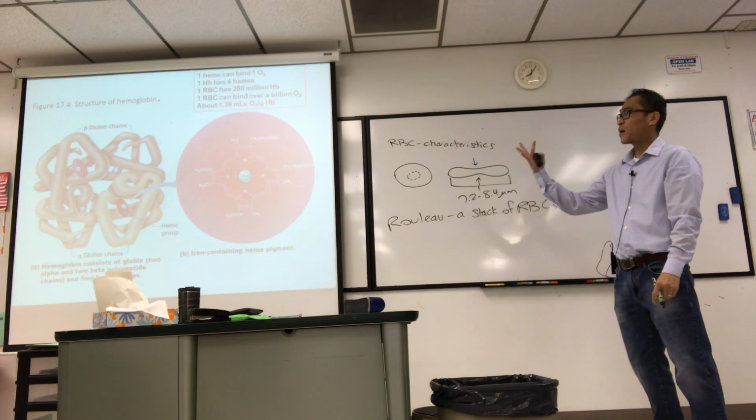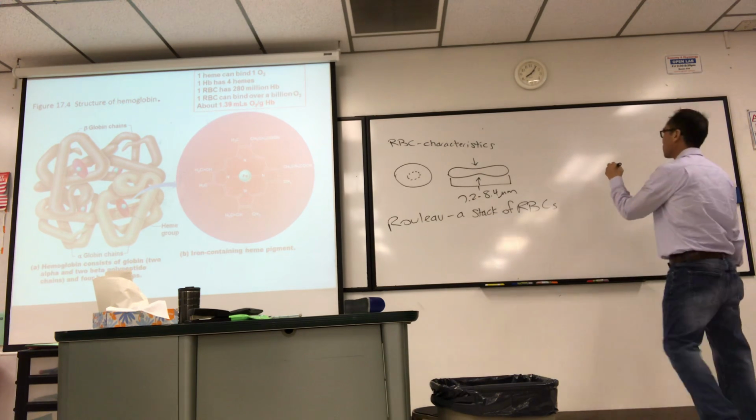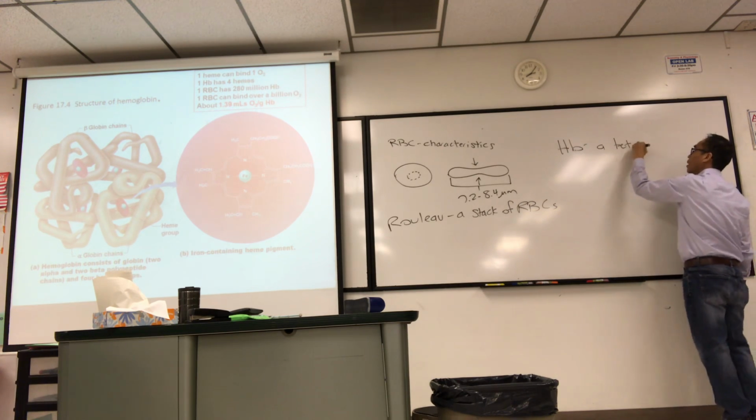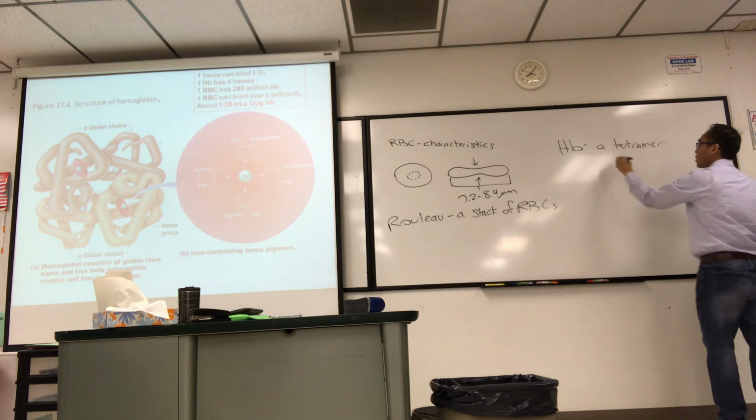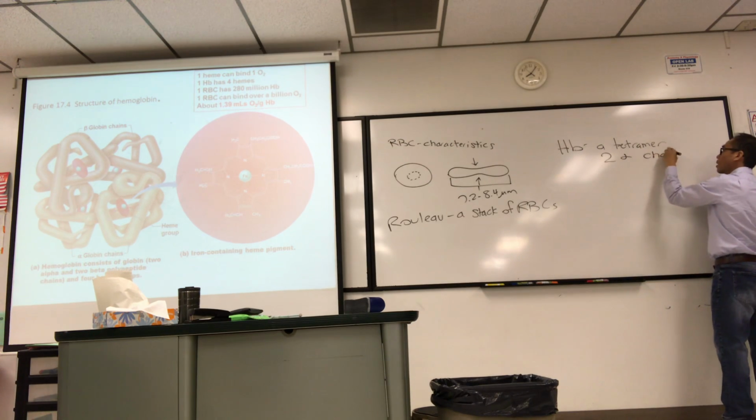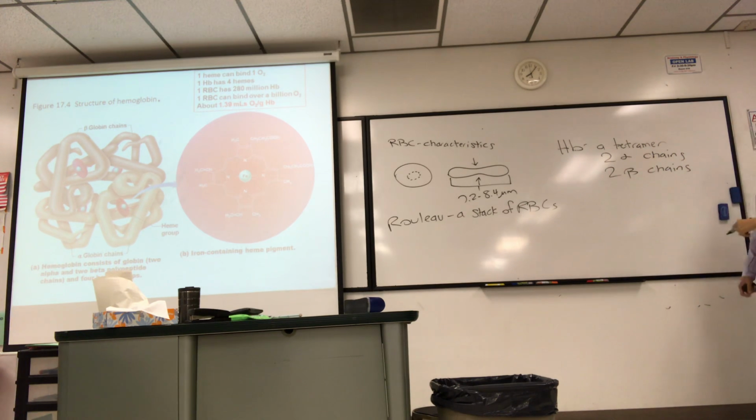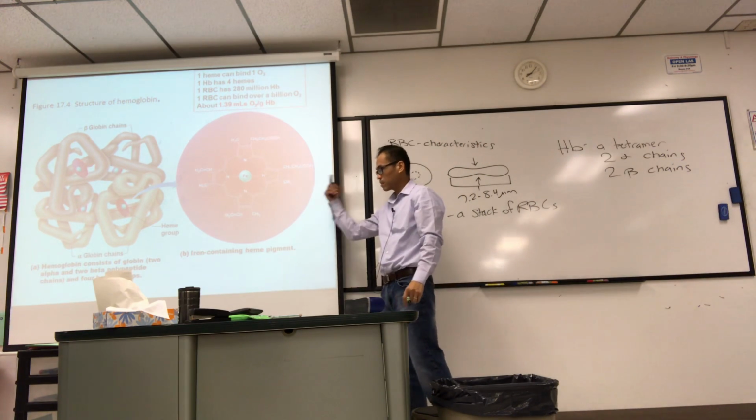Another characteristic is their hemoglobin. So what we learned about the structure of hemoglobin, it's a tetramer. Means it's got 4 subunits, 2 alpha, 2 beta chains. These are globin proteins, and in the center of each of these 4 subunits is the iron-containing heme unit. This is their iron-containing heme pigment, let's call it that.